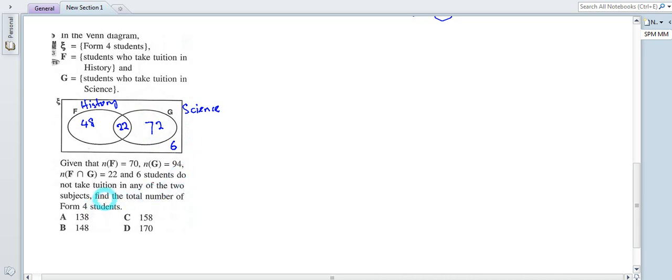Okay, now the question asks you to find the total number of Form 4 students, means all totaled up. So it will be 48 plus 22 plus 72 plus 6. So this one you just press the calculator. You should be able to get 148, right? Okay, let me check again, correct or not. 48, 22, 72, 6. Okay, correct, 148. So the answer is B.